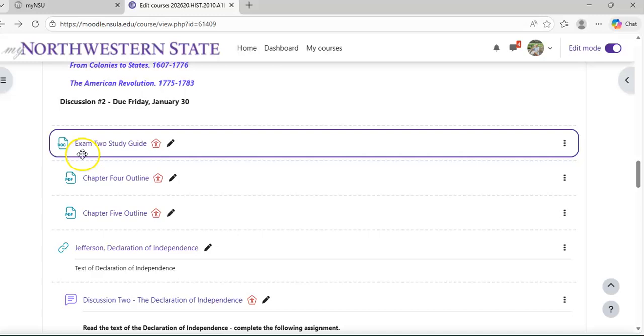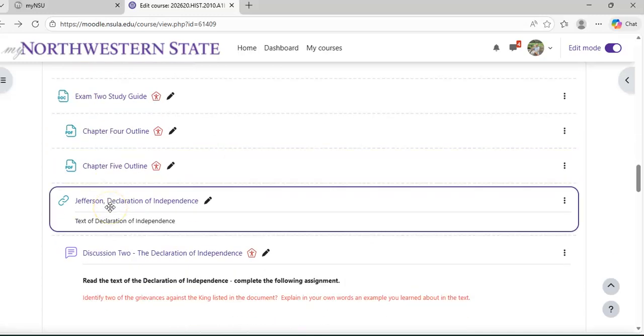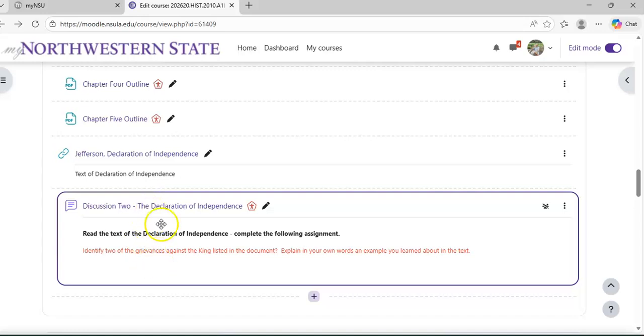All right, so there's your study guide. There are your chapter outlines that come directly from our textbook. And here's your second discussion. So you're actually going to read as a primary source document the Declaration of Independence. Imagine that. And then answer a question on it. That's right there, very specific.